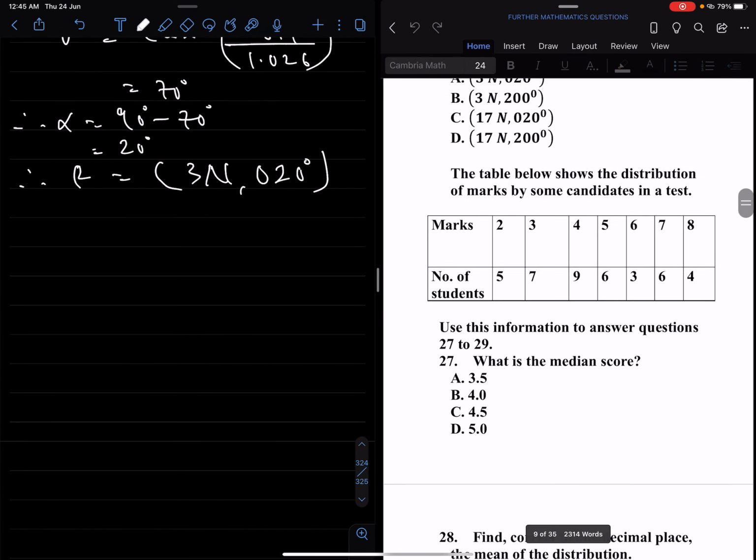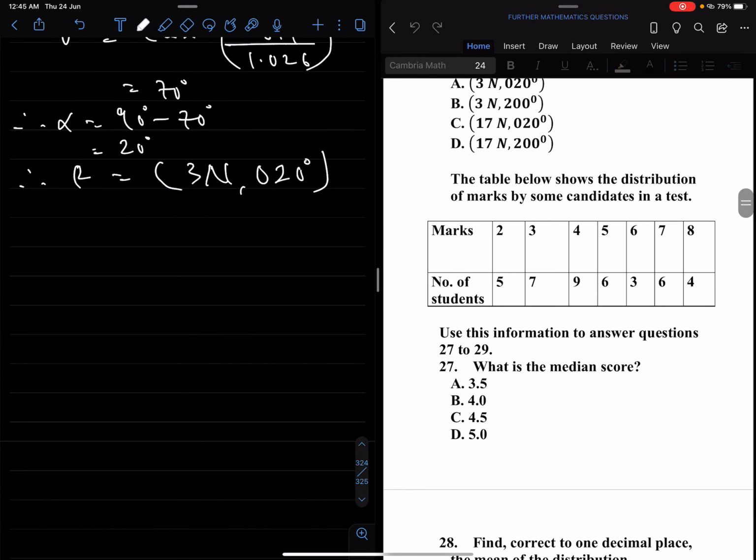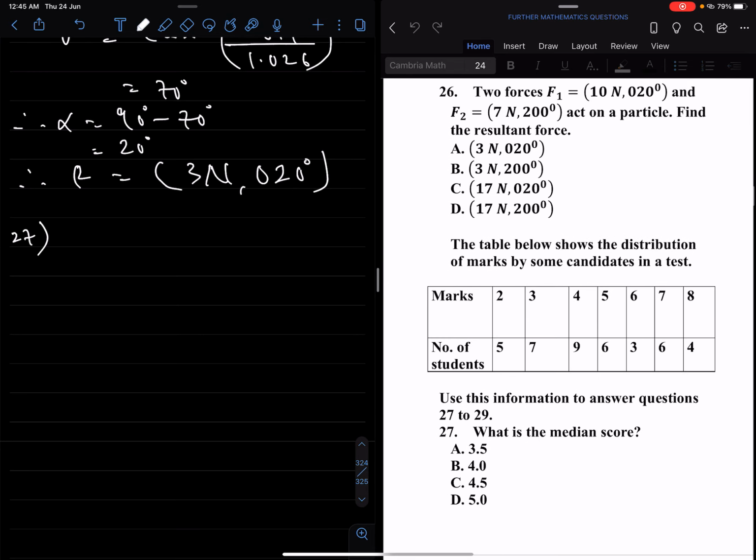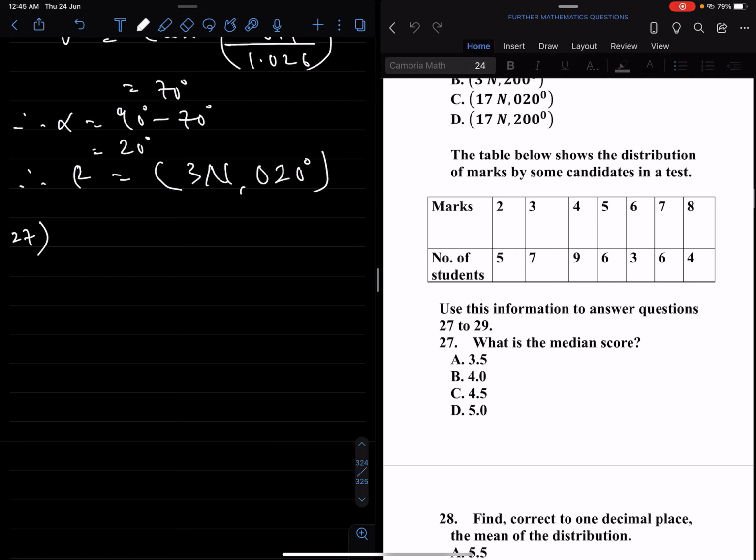So to the next, very quickly, number 27. The table below shows the distribution of marks by some candidates in a test. Use this information to answer questions 27 to 29.